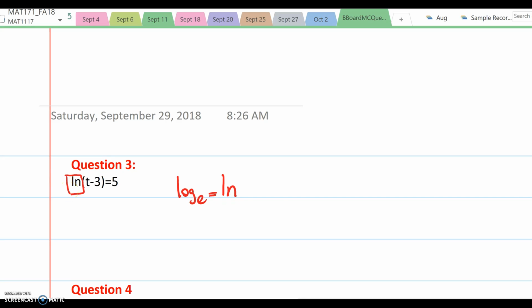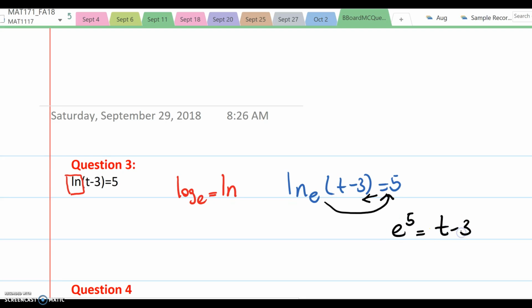Then we're going to rewrite that black statement. Here is ln(t - 3) = 5. And we can convert it easily by using the exponential rules. e to the 5 will be equal to t - 3. Yep, so that will be the final answer. All right, easy peasy. The only trick is we should be able to identify logarithm base e is equal to ln.